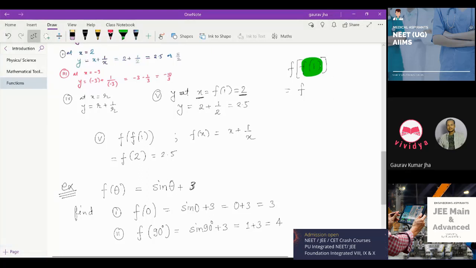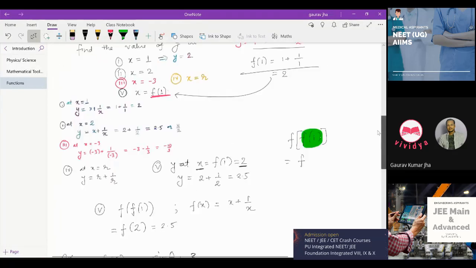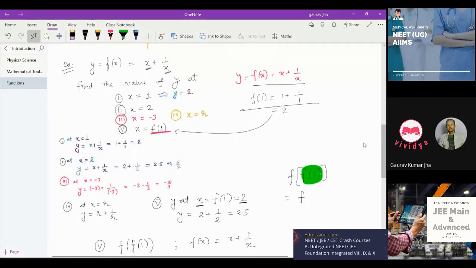Means the value of the function at 1, which is also at the top. I'll just show you that. See, f of 1 we have calculated and its value is 2. So that means we have to find the value of the function at 2. And the value of the function at x equal to 2 is 2.5. Or you can use this function, 2 plus 1 by 2, and that's why the answer will be 5 by 2 or 2.5. Is it clear, Himanshu?